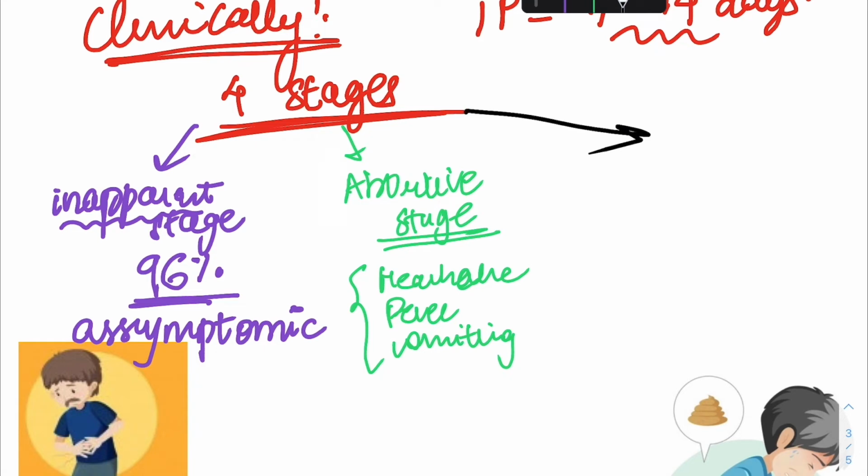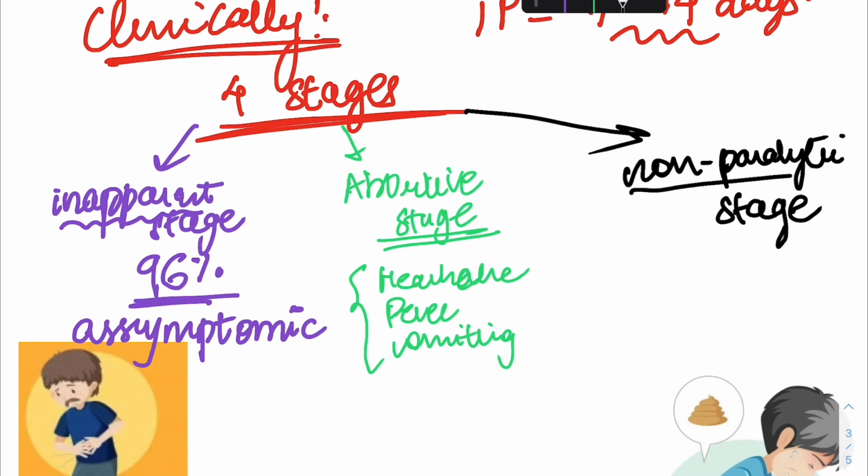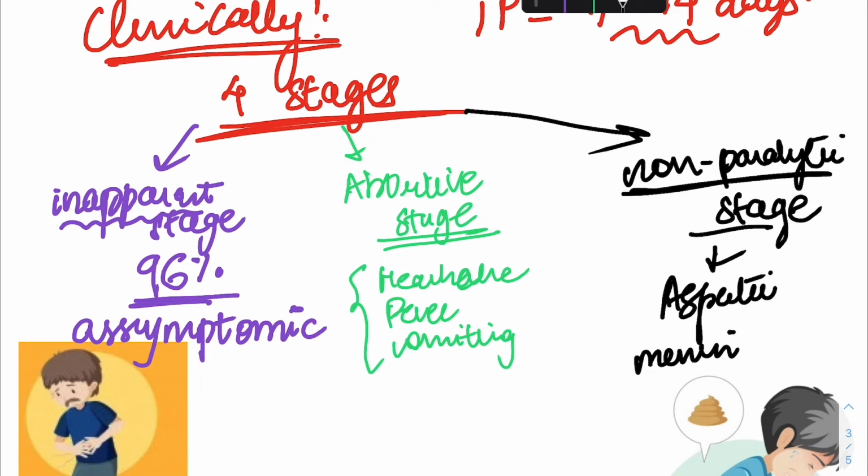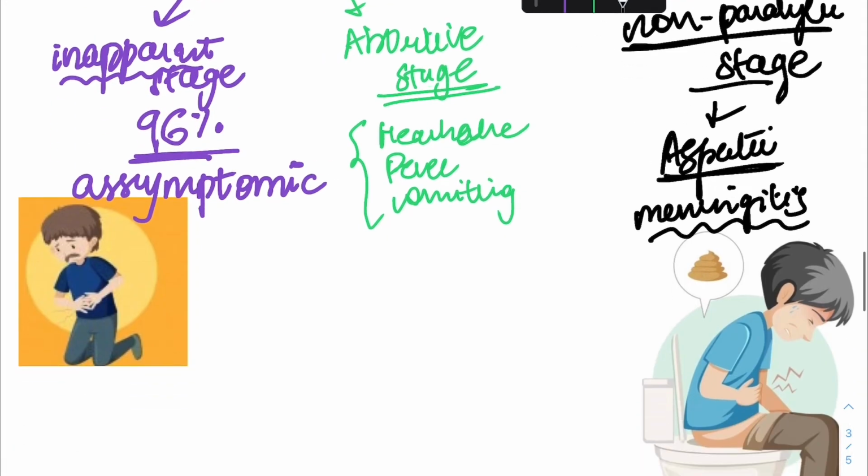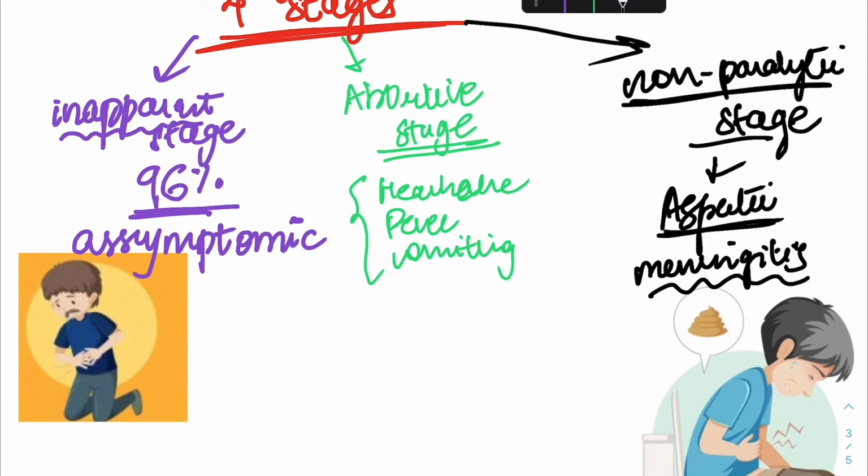So very minor symptoms. In the third stage, it's called as the non-paralytic stage, meaning there is no paralysis in this stage, but what does the patient have? He suffers something called as the aseptic meningitis. What is meningitis? Meningitis is the inflammation of the brain or the inflammation of the meninges of the brain, right? But aseptic means there is no bacterial infection of the brain. There is inflammation of the brain, but it is not bacterial. That is aseptic meningitis.